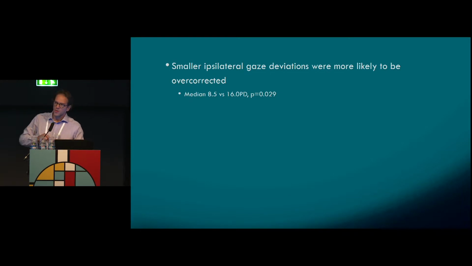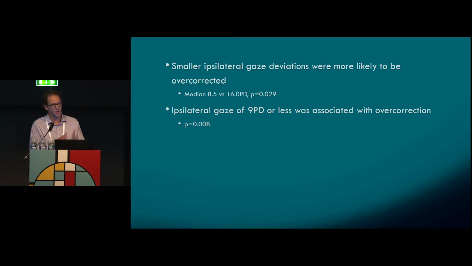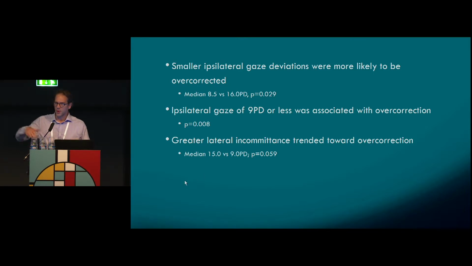And so then using a statistical technique called cut point analysis, which takes a dichotomous outcome, in this case overcorrection or undercorrection, applying it to a contiguous group of variables or prism diopters of deviation, you can find the split where the groups are different. And the ipsilateral gaze of around 9 prism diopters in this group seemed to be the cut. So patients with 9 prism diopters or less in ipsilateral gaze were associated with overcorrection in 2 muscle surgery. And then, as one would expect, greater degrees of lateral incomitance trended towards overcorrection.